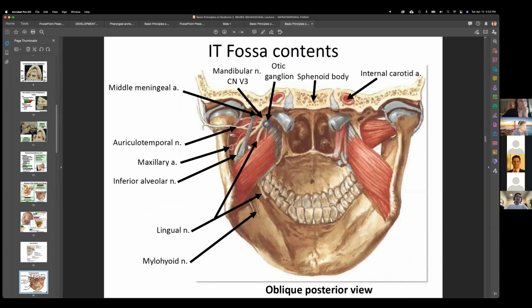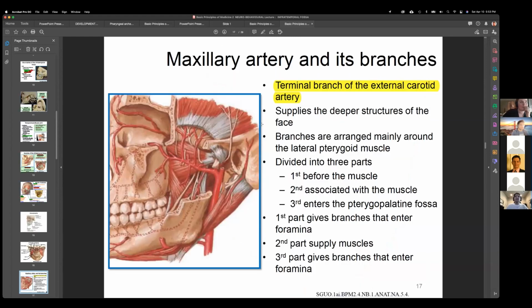You kind of just need to know what goes through there. They could really ask you anything. It's kind of a larger area here. Yeah, so this is important. So I do believe they gave us like an angiography of this. So same principle here, right? So you can see the maxillary artery.